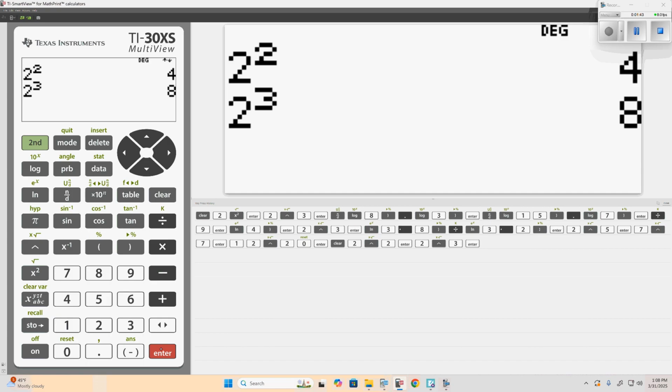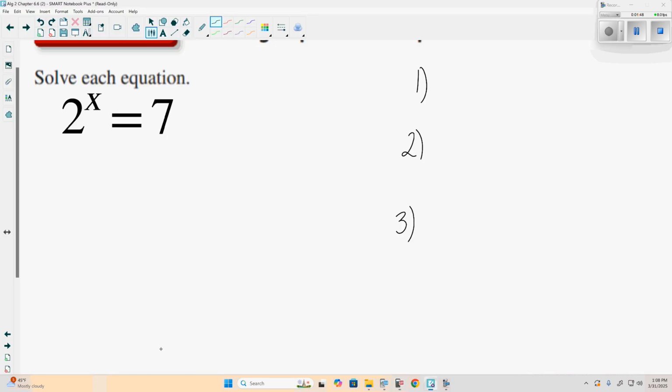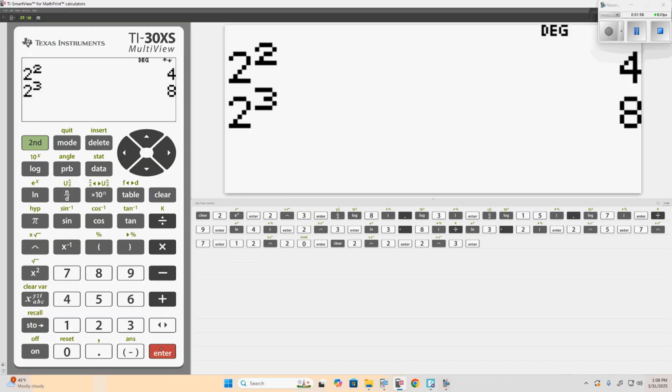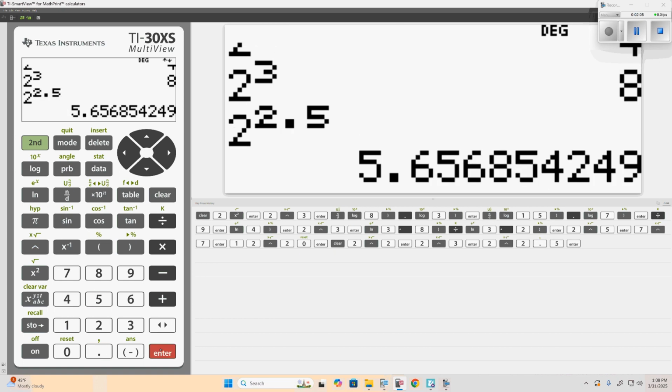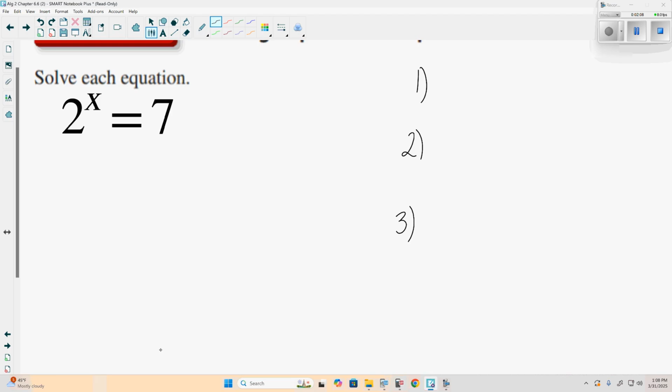So there is a decimal or some number between 2 and 3 that's going to give us 7. But we would have to try to approximate it. It would take too long to try to guess and see what decimal number would give us 7. Because we could try 2.5. So what we need to do is get that x out of the exponent, guys. We need to get that x out of the exponent.